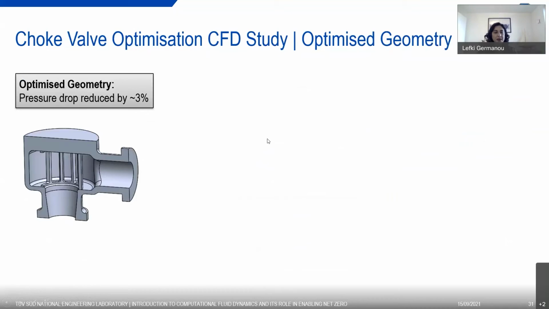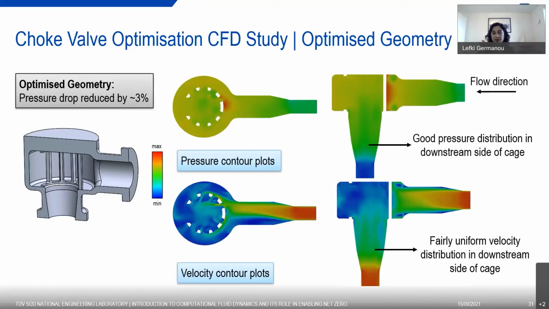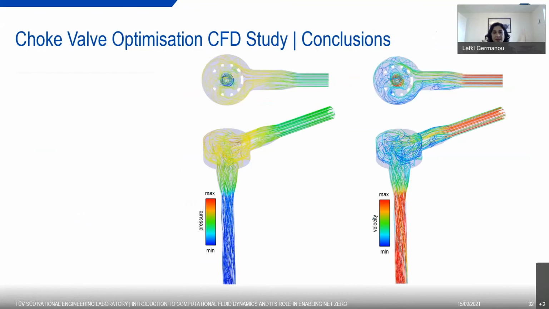The result of this optimization was a new geometry with a pressure drop reduced by 3%. On the right, you can see the pressure plots of this geometry, where we have also achieved a good pressure distribution in the downstream side of the cage. And additionally, looking at the velocity contour plots, we also have a fairly uniform velocity distribution in the downstream side. In this slide, we have the streamlines colored by the pressure and velocity.